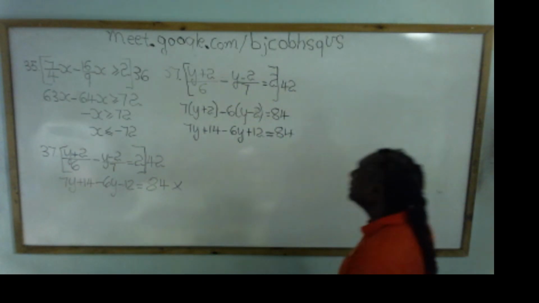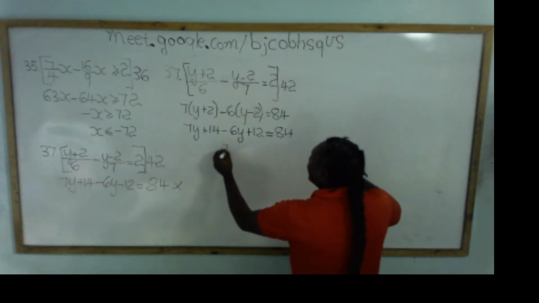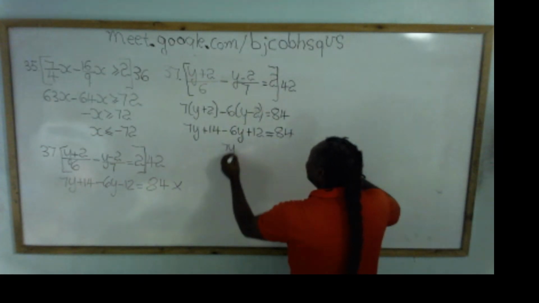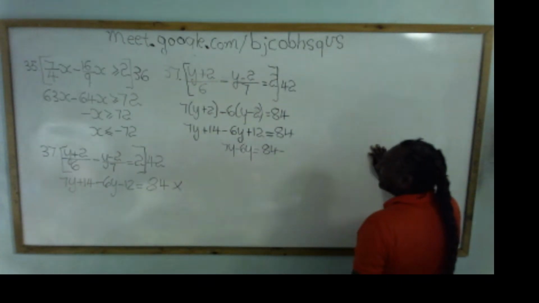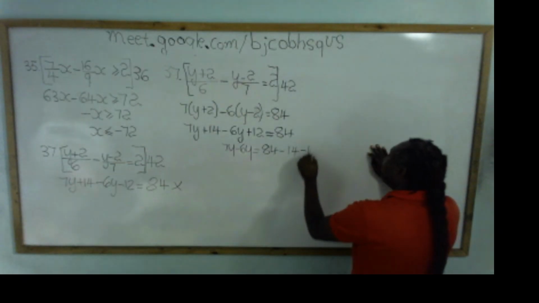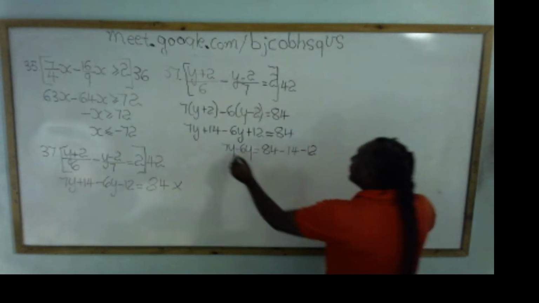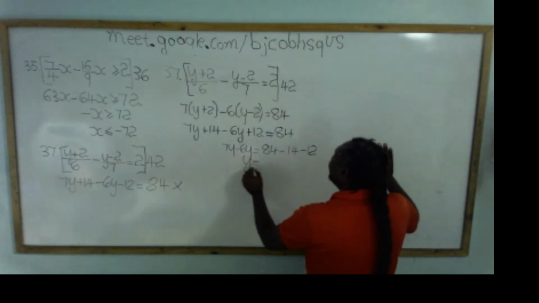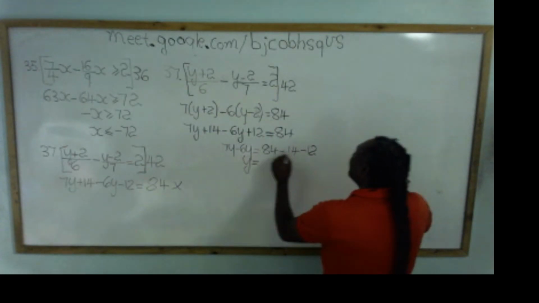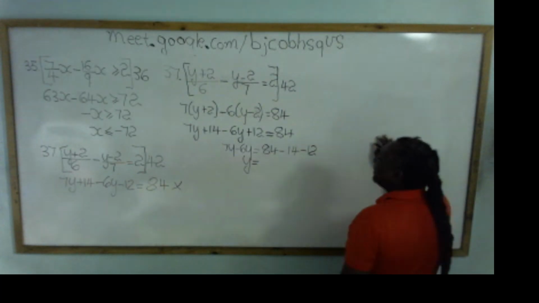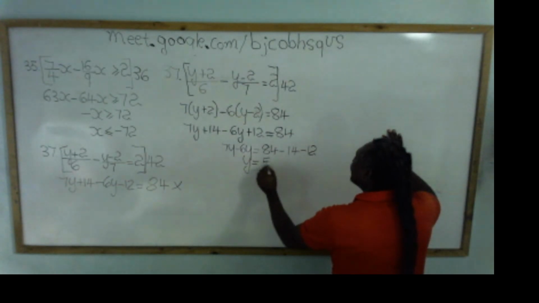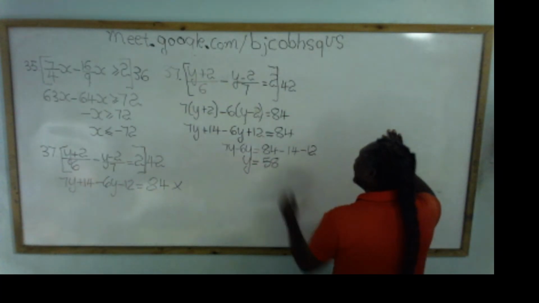So what do we say? 7y minus 6y is equal to 84. Do what with 84? Minus what? 84 minus 14 minus 12. So 7y minus 6y is just merely y. 84 minus 14, that is 70. And from that 70, you may take 12. And that's your final answer.